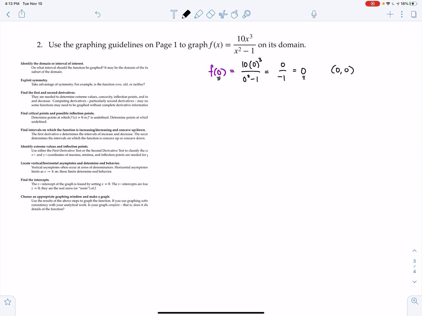We could look at derivatives. That would give us critical points and inflection points. We could look at asymptotes, for sure. So let's see here. We have vertical asymptotes where the denominator is equal to 0. So we could factor that, or we could use inverse operations, whatever works. So I get x equals plus or minus 1. That means I have vertical asymptotes at x equals positive 1 and x equals negative 1.